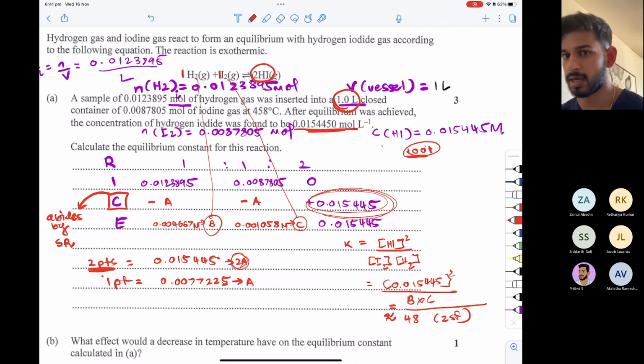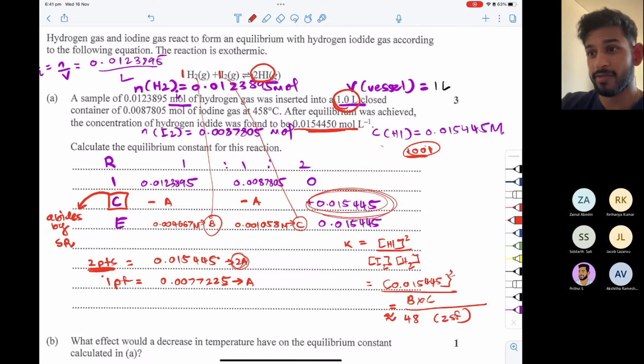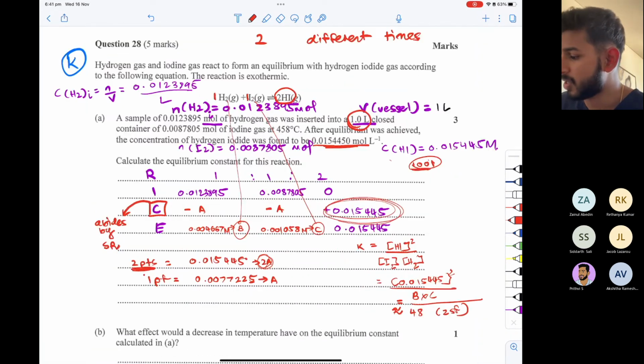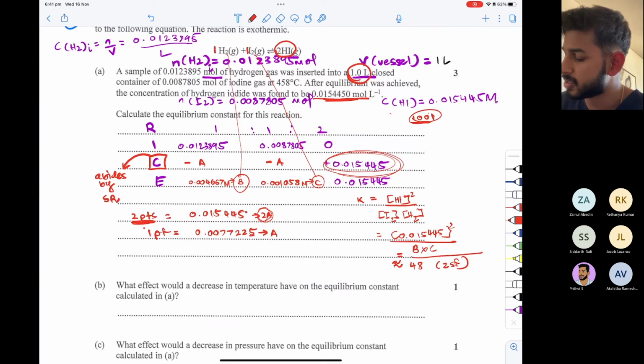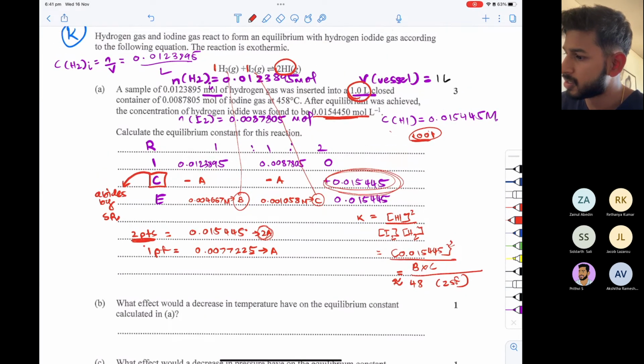Very good. That wasn't too bad of a HSC trial question, right? This is what you're going to be doing at the end of the year. Not too bad at all. Let's see if we can do another question. Okay. What effect would a decrease in temperature have on K? You'll have about 20 seconds to answer this. Hit the raise hand icon once you've got an answer.